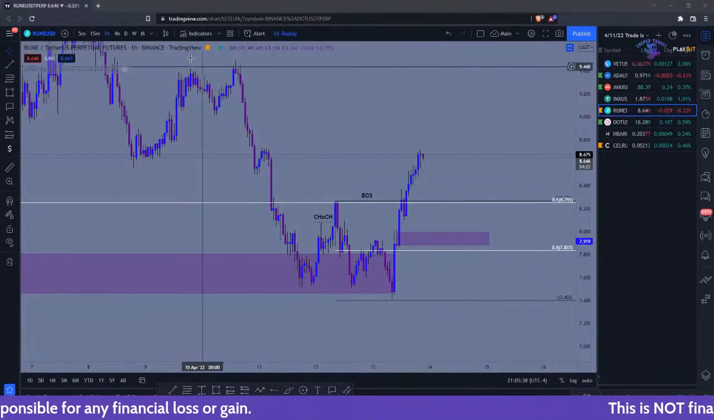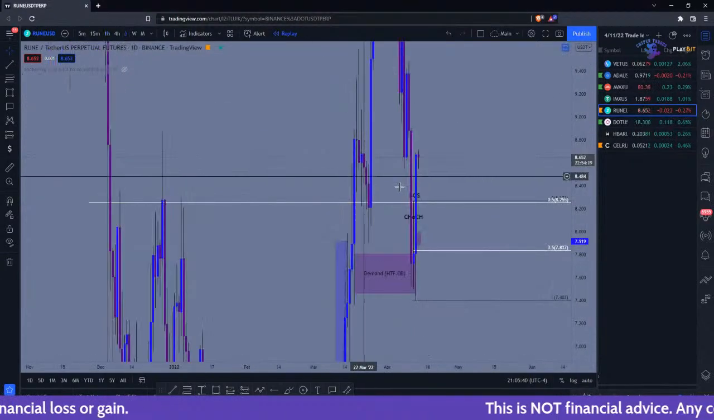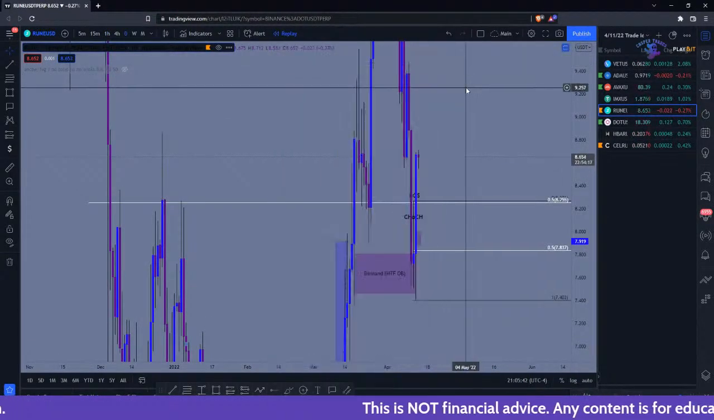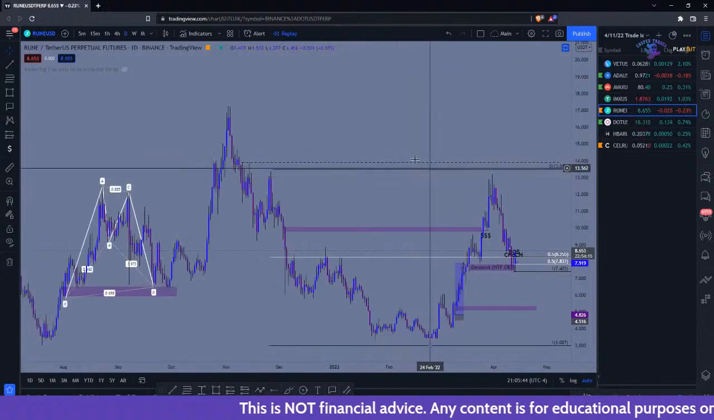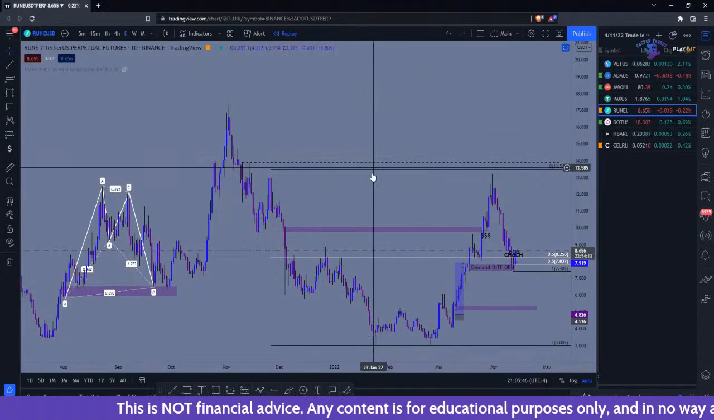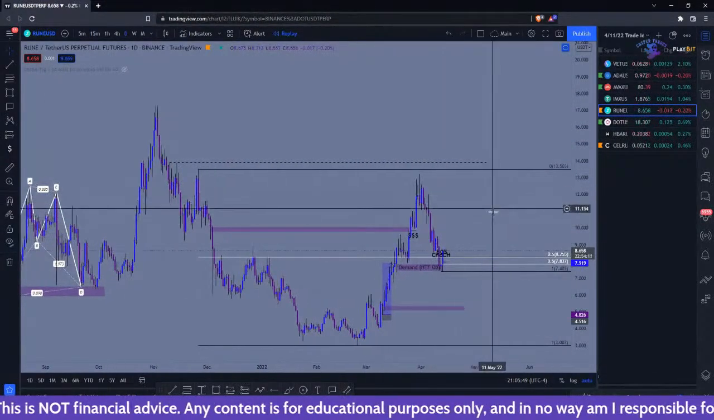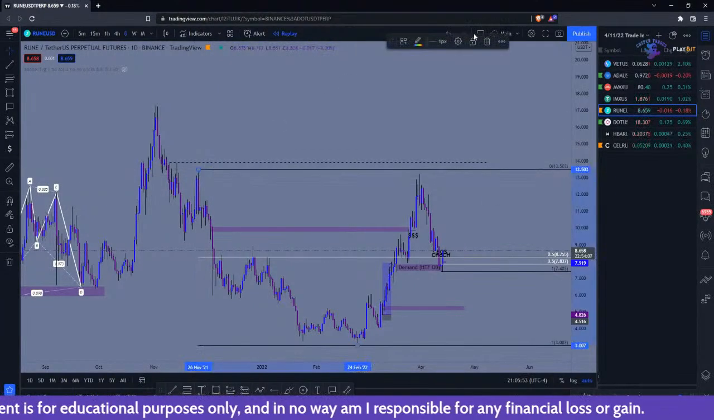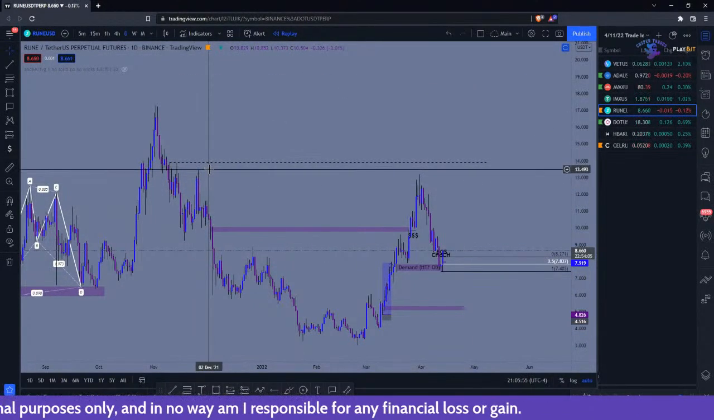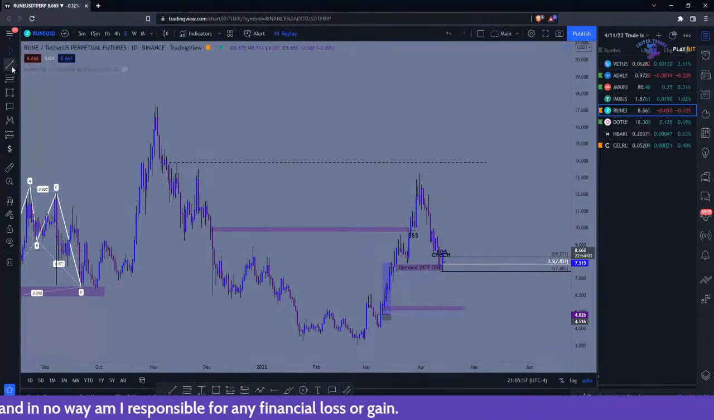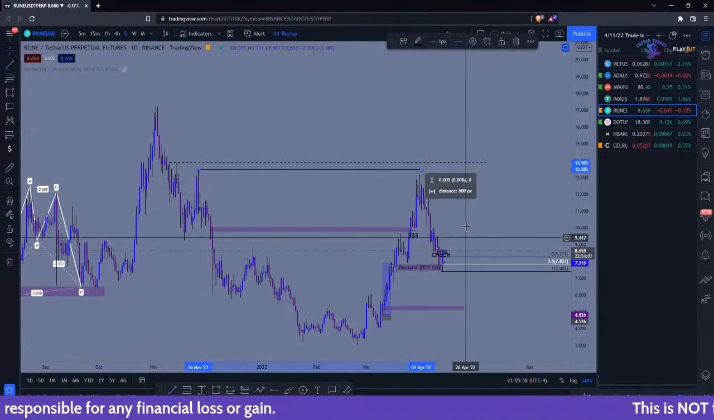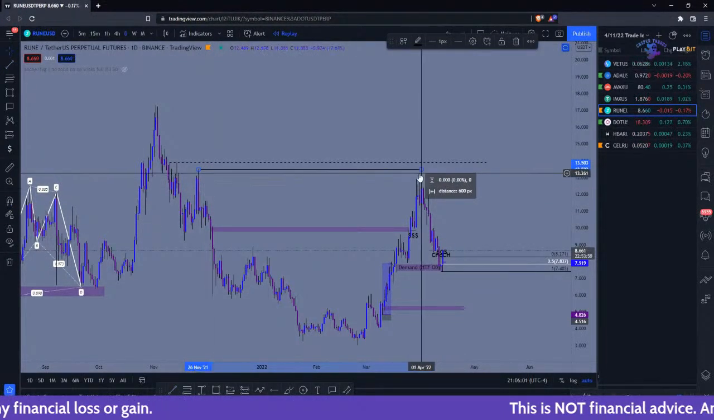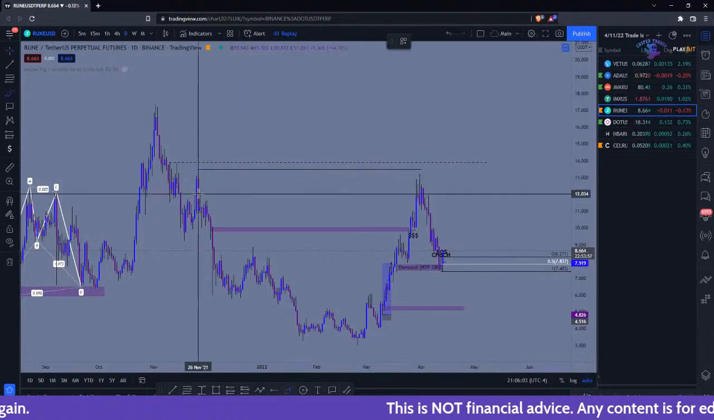What I was going into was Rune. We had this return to origin, right? We didn't really get our major break of structure up here. We didn't clear out this external range liquidity. Instead, we almost formed some, I wouldn't call them equal highs, but you do have a lot of liquidity resting above these highs right here.